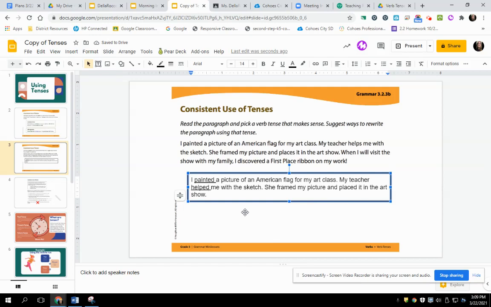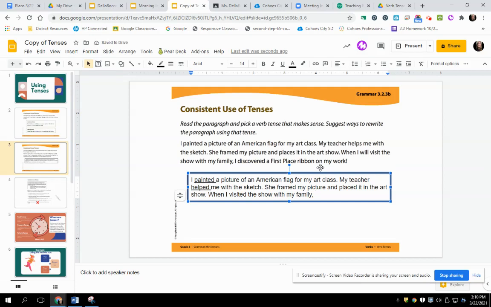When I will visit the show with my family, I discovered a first place ribbon on my work. So that last sentence is a mess. I had to pause for a second because it just did not make sense to me. So, when I will visit, that refers to the future, but we know this is something that already happened. So we'll change when I will visit to when I visited the show with my family.